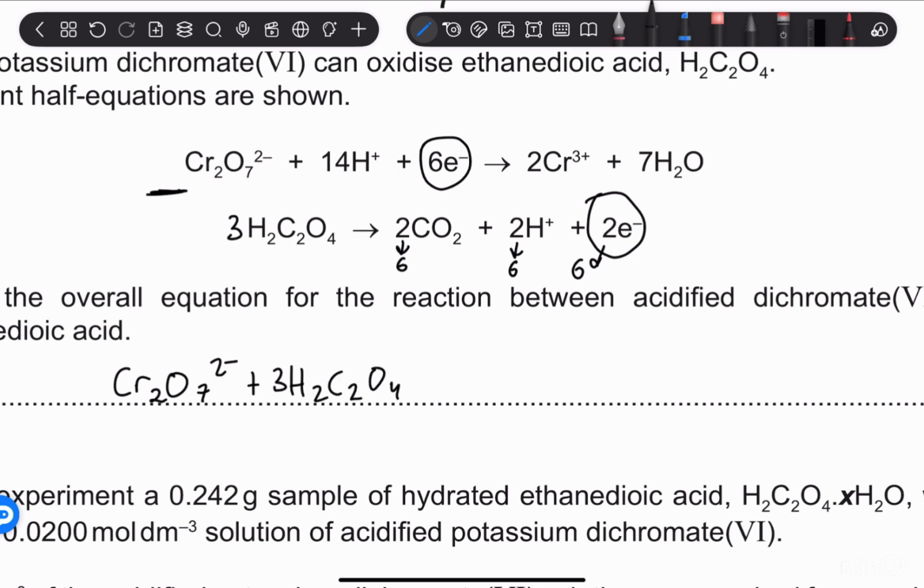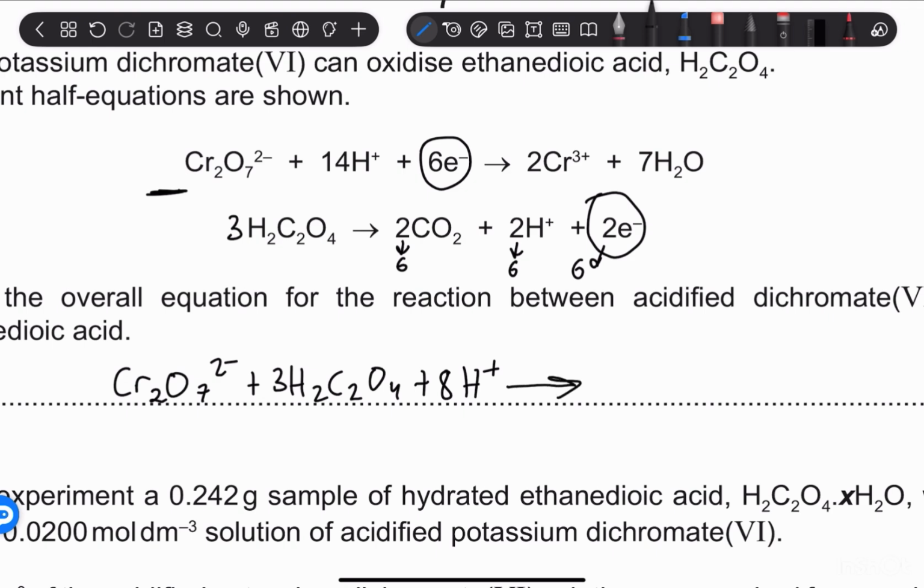3H2C2O4. Now, at the left hand side of this, we now have 6 hydrogen ions and we have 14 H+ here. So we need to subtract them. So that would become 8 H+. And then we have basically nothing left on the left hand side because these 6 electrons would subtract with these 6 electrons.